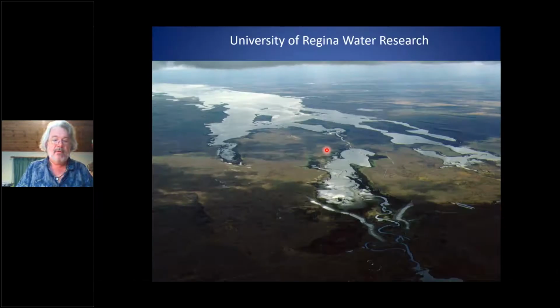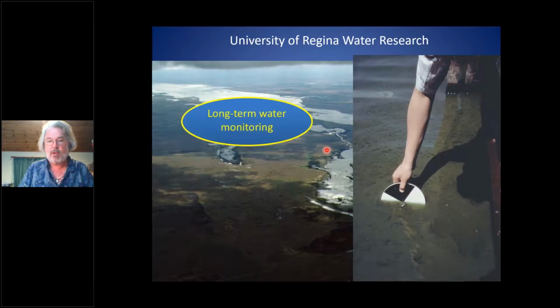The research at the University of Regina can be split up into a couple of different areas. First, we look at long-term monitoring of water quality. This is a picture of, you can almost tell it's my arm because there's no hair on it, a picture of water quality, in this case, Lake Mendota in Wisconsin.